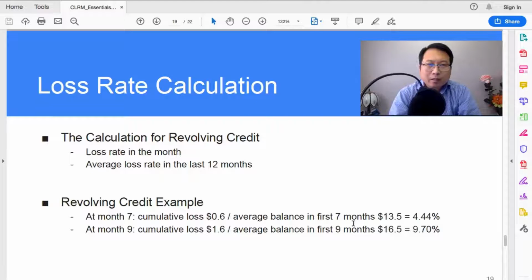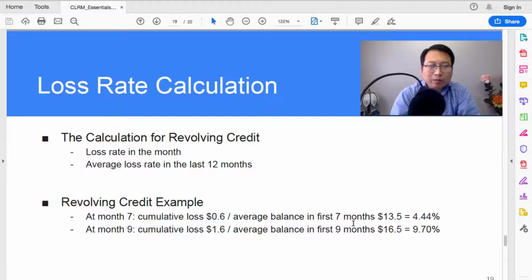Then let's look at the loss rate calculation. First, for revolving credit, such as a credit card, you can look at the loss rate in a given month. So in this month, how much charge-off, how much loss happened? Use that divided by the balance in the given month. But in a given month, the loss could fluctuate. The balance could also fluctuate based on seasonality.